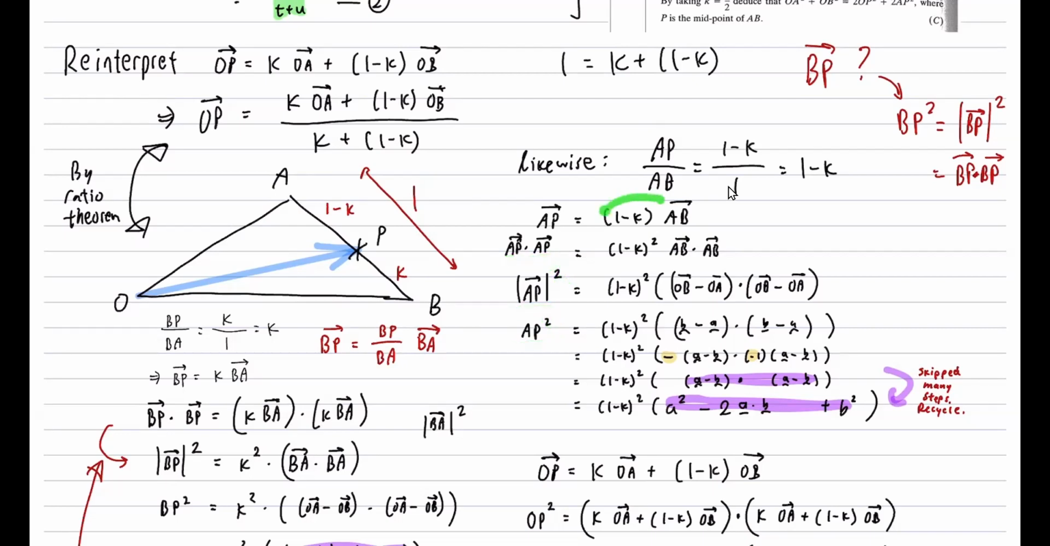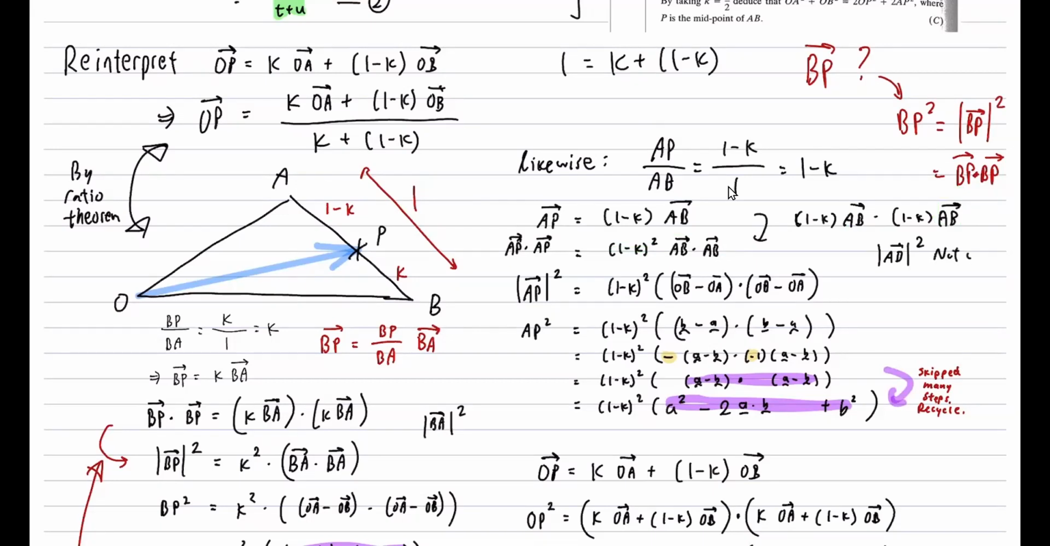But on the right-hand side, we've got 1 minus k times AB. That's the first vector. You take the dot product with itself. So this will be 1 minus k AB dot product with 1 minus k AB. The scalar 1 minus k will multiply by itself to give you 1 minus k squared. The AB will dot product with itself to get AB dot AB. Is that clear? Okay, then again, same trick. I know that AB dot AB is the same as modulus AB squared.